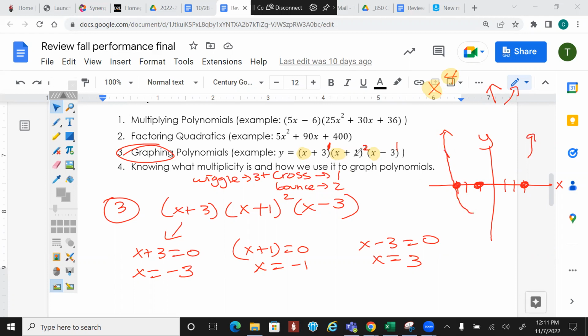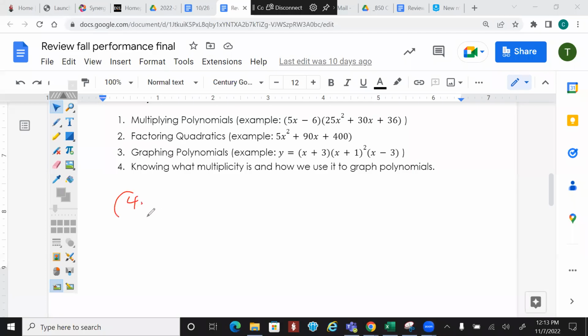At x equals -1, we're going to have a bounce because the exponent is 2. So that means that we're going to go up, touch, and then come back down. And then at x equals 3, we're going to have a cross. So notice how we used our exponents in understanding what multiplicity is in order to graph it, and knowing our end behavior.